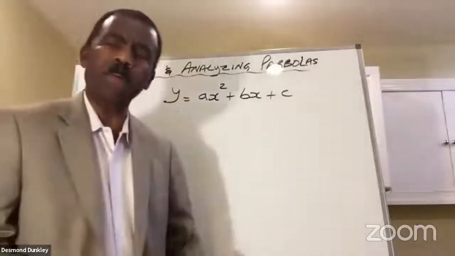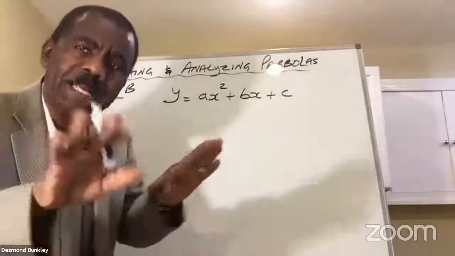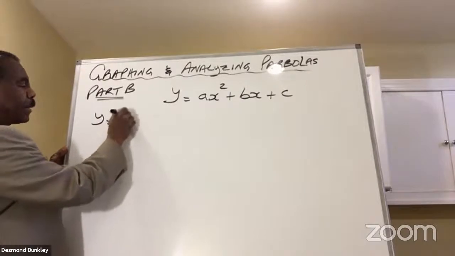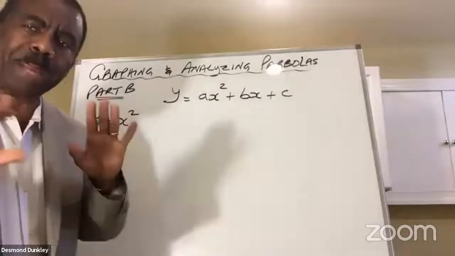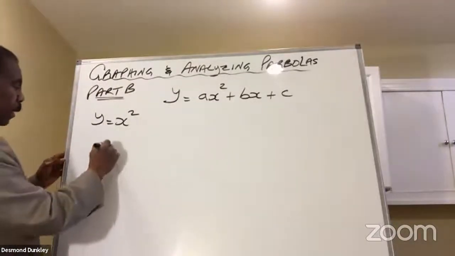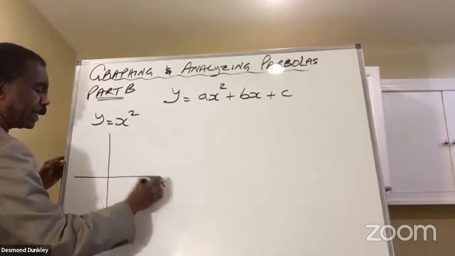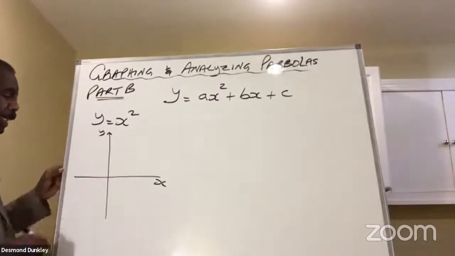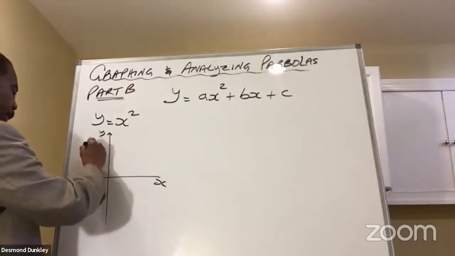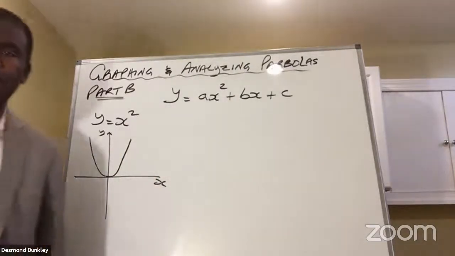Just to give you a quick review, we said that the parent function, or say the basic quadratic equation, is y equal to x squared. That's the simplest, the basic. And we said the graph of this looks something like this. Here's your x-axis, here is your y-axis. And the graph of y equal to x squared is something of this format. It looks like that.